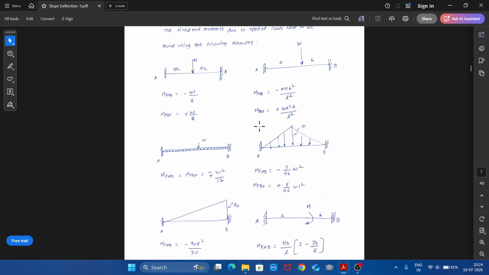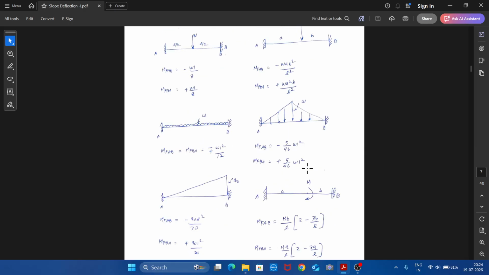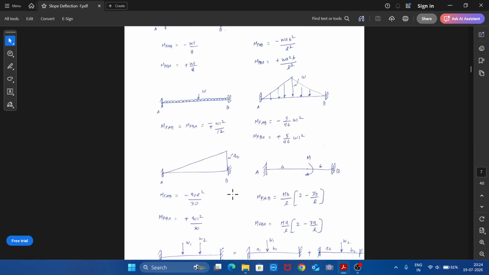In case of fixed beam with uniformly varying load, then M of AB equal to minus 5 by 96 WL squared, M of BA equal to plus 5 by 96 WL squared. If we have a uniform or linearly varying load like this of this pattern with Q0 intensity at the right end, then the moment at the left end will be minus Q0 L squared by 30.